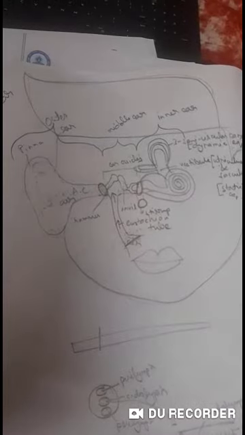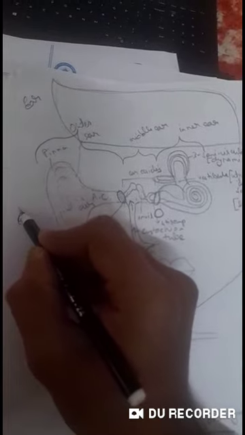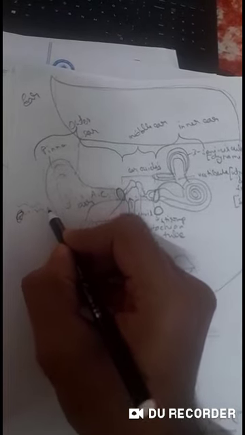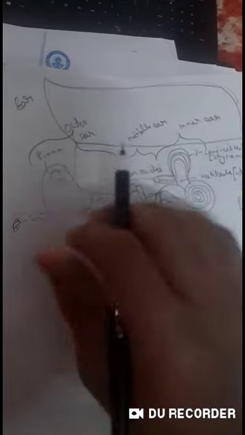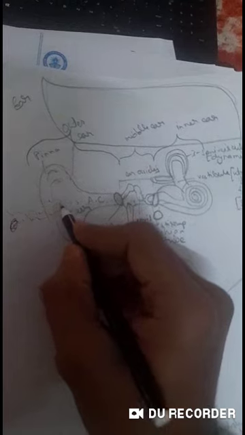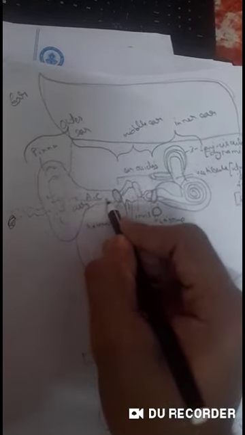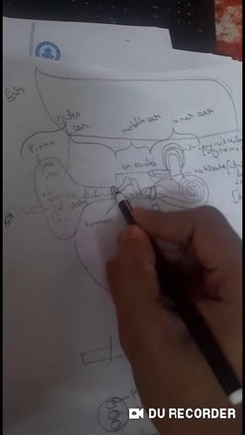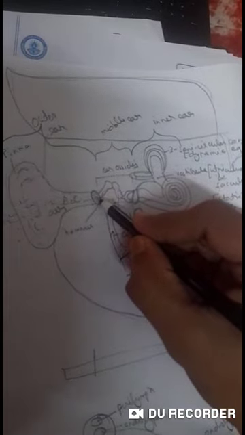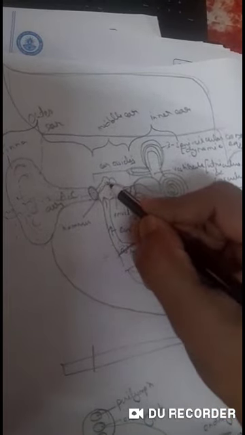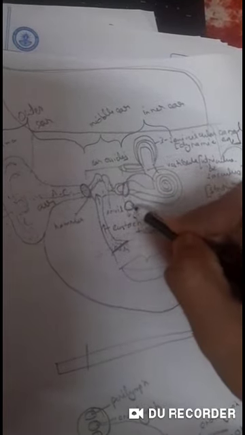Now, how do we hear? Suppose sound is produced. Sound waves will travel, and the groove-like structure of the pinna will help in trapping the sound waves. The sound waves will travel to the auditory canal, and it will hit the eardrum. As a result, the eardrum will start to vibrate, and the eardrum will further make the hammer vibrate. The hammer will further make the anvil vibrate, and the anvil will further make the stirrup vibrate.